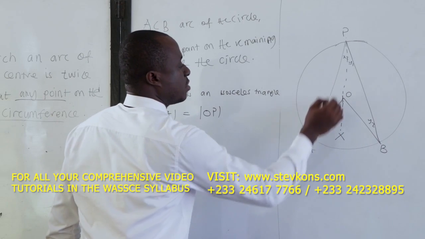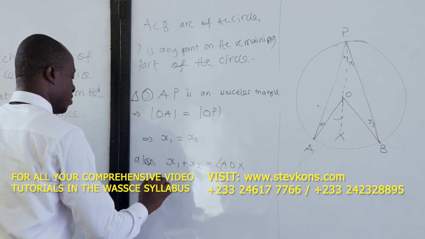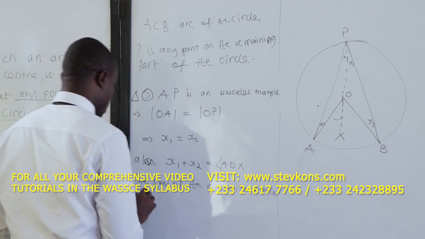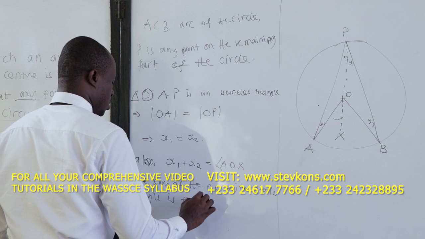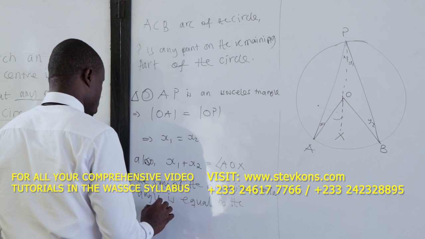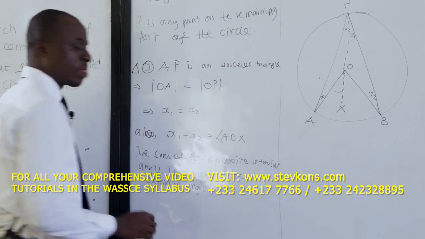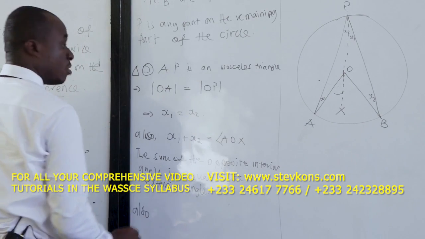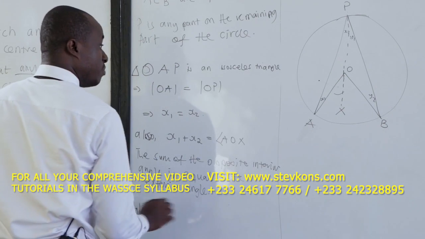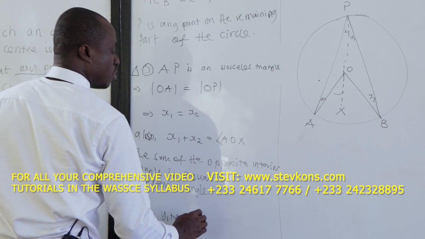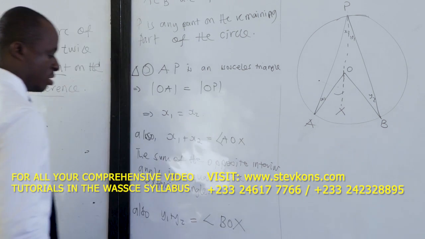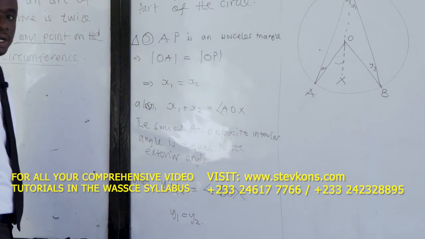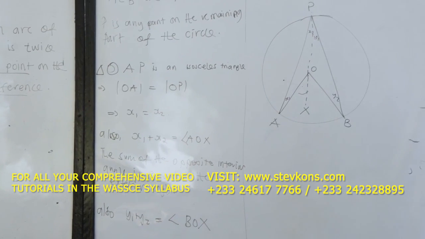So you see, this plus this is equal to the exterior angle. The sum of the opposite interior angles is equal to the exterior angle. In the same way, what can we see? Y1 plus Y2 is equal to angle BOX. And also we know Y1 is the same as Y2.